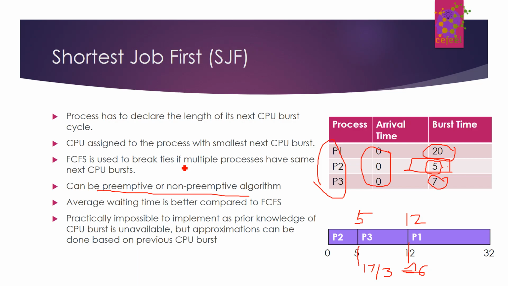But there is a catch here. Notice, it's practically impossible to implement this or know the next CPU burst, because none of the processes know how long they will take when they are given the CPU. But there are approximations to it, and generally what we approximate with is the previous CPU burst. So it's assumed that the process will take only as much time on the CPU as its previous CPU burst, and based on that the algorithm is usually implemented.